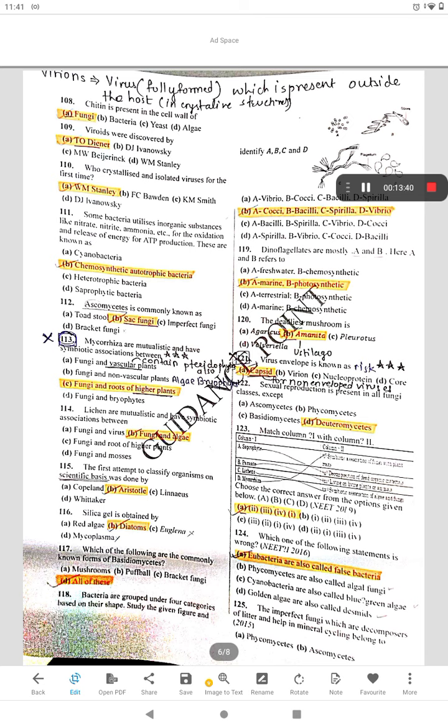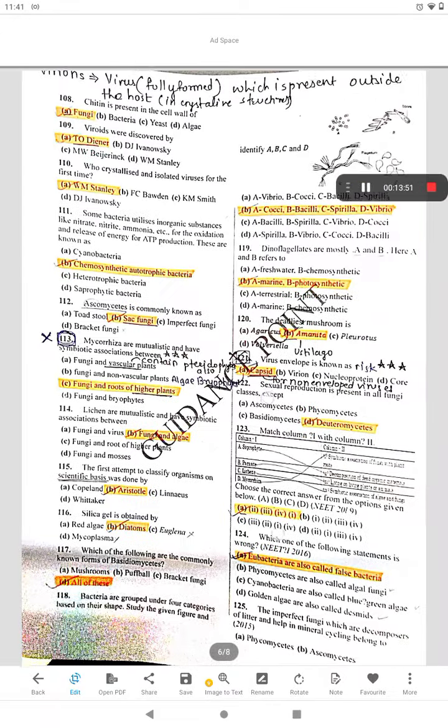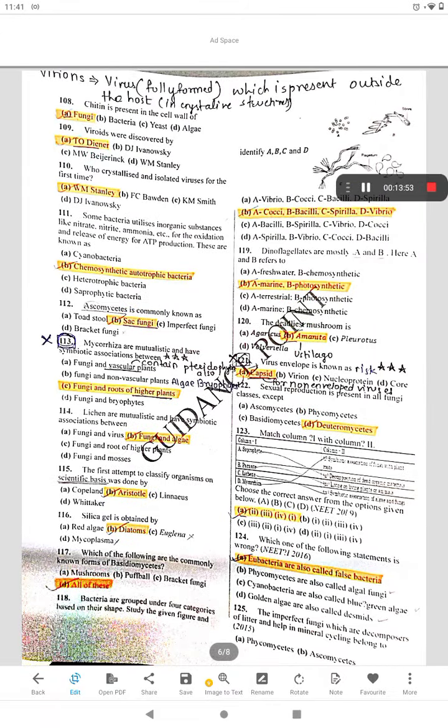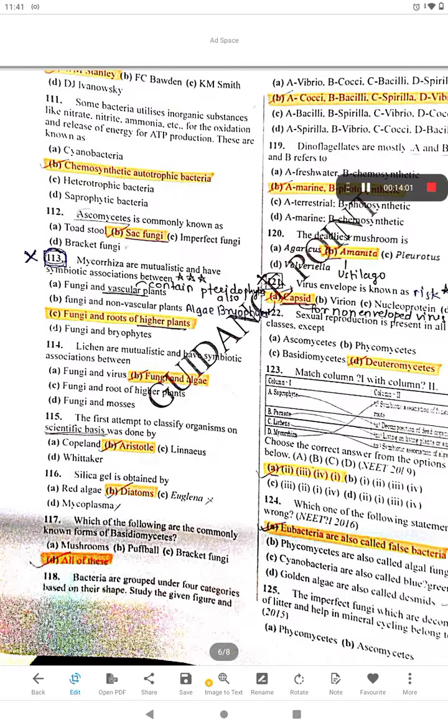आणि virions म्हणजे काय असतं माहिती का? Virus fully formed which is present outside the host, that is virion. Mycorrhizae हे हायर प्लांट्स मध्ये असते, जिम्नोस्पर्म्स मध्ये असते. व्हॅस्क्युलर प्लांट्स मध्ये म्हणलं तर टेरिडो पण येतं त्याच्यामध्ये, पण टेरिडो मध्ये नसतं मायकॉर्झे. टेरिडो मध्ये रायझोइड असतात बघा.